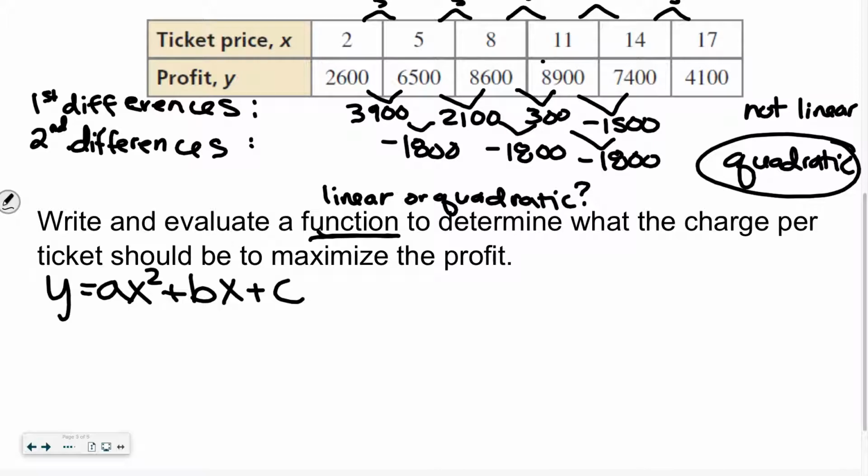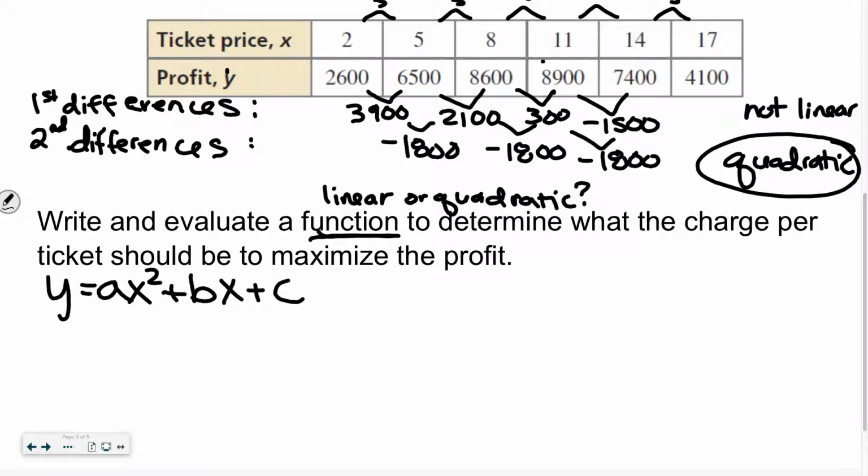If you have vertex form, you plug in your h and k right away. If you have intercept form, you plug in your p's and your q's right away. If you have standard form, what's the one thing you could plug in? What can you see right away in standard form? Kenzie? The y-intercept. Now look at your table. Do you have the y-intercept?